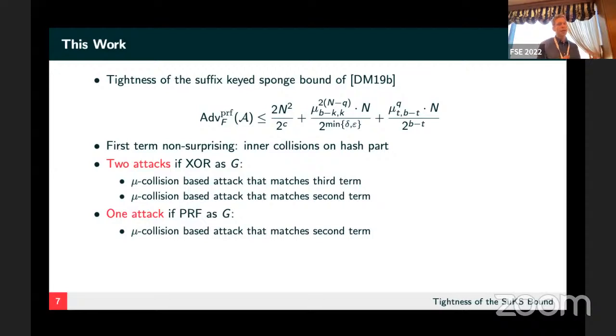And as a third attack, we consider the case where you have a PRF as G. This really corresponds to the case of what we see in ISAP, the NIST finalist ISAP. And there we also find a multi-collision based attack that matches the second term. Obviously, it's not a key recovery attack, but it is a forgery attack. The third term is basically independent of this function G. So the original attack kind of showed tightness.